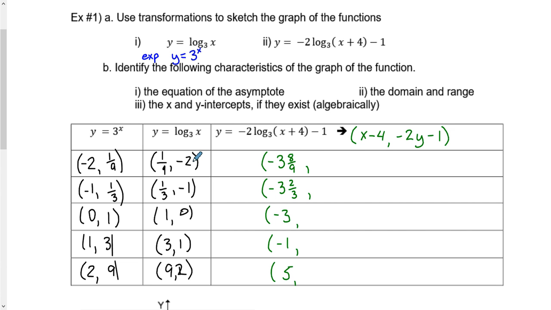-2 times -2 is 4. Subtracting 1 is 3. Oh, just before I go any further, I'm just going to double check my work here. Yep, I think I'm still good.